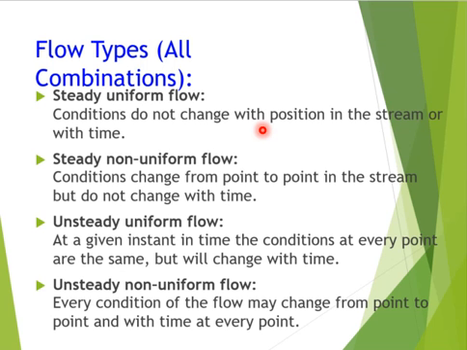If the conditions change from point to point in the stream but do not change with time, then it is steady non-uniform flow. If at a given instant the conditions at every point are the same but change with time, then it is unsteady uniform flow. And if every condition of the flow may change from point to point and with time at every point, then this is an unsteady non-uniform flow. So flow can exist in combination.